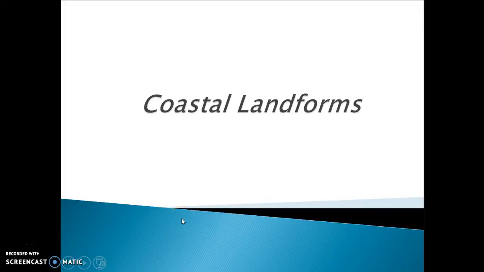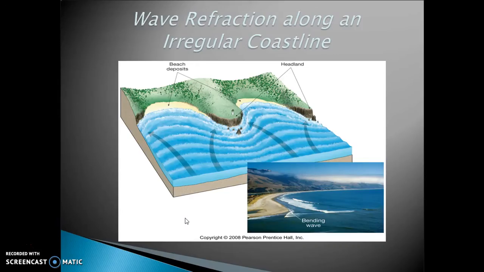Hello, I wanted to go over some coastal landforms and the processes that create them. Basically, we will be talking about deposition and erosion as the main processes that help create coastal landforms. So here we're looking at wave refraction, meaning waves bend around an irregular coastline.